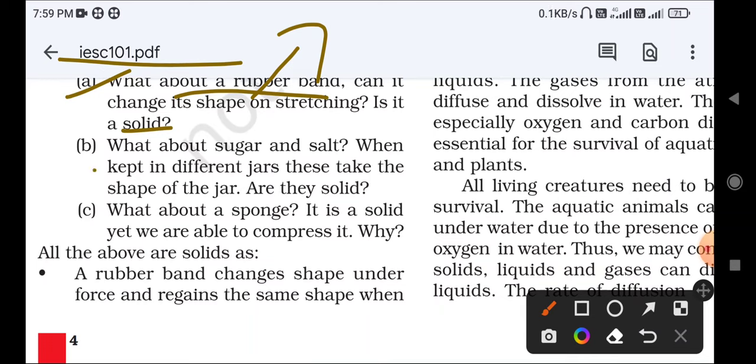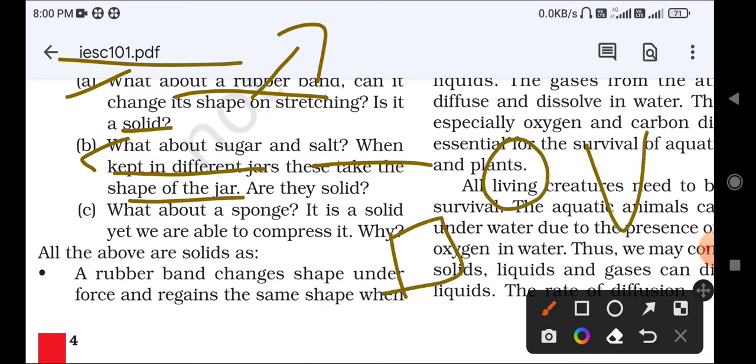What about sugar and salt? When they are kept in different jars, they take the shape of the jar. Are they solid? When we keep sugar and salt in different types of jars, conical, rectangular, circular, square, a variety of shapes, they will take that shape. That time also we can call sugar and salt a solid.